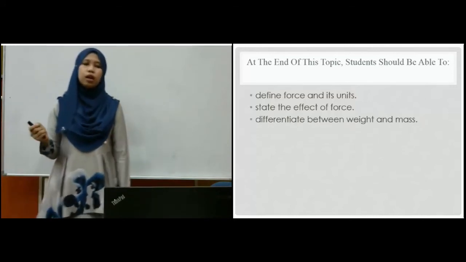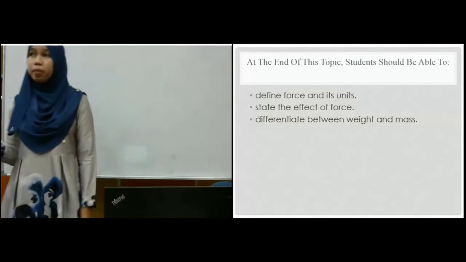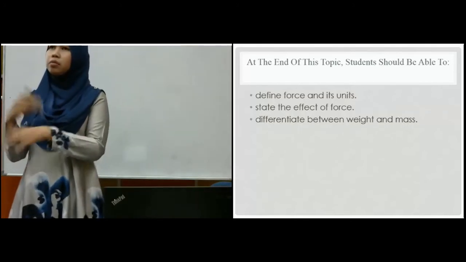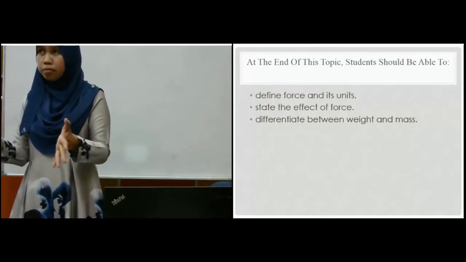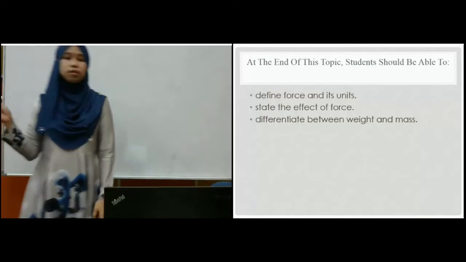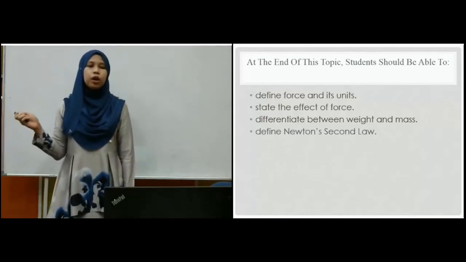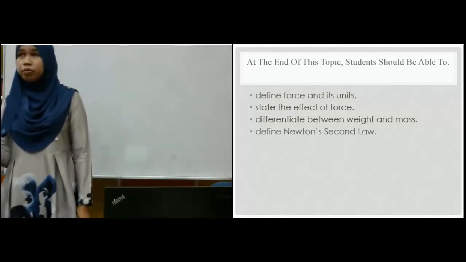And you should know the differences between weight and mass. Weight and mass, sometimes students confuse. It looks like same, but it is not same. I will explain it to you after this. And then you should know how to define Newton's second law.